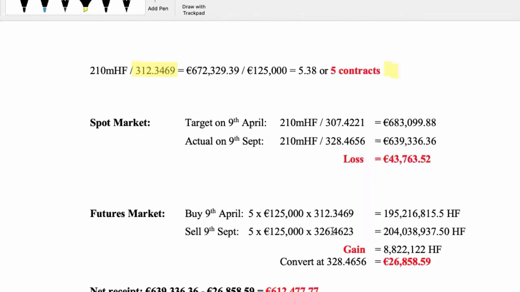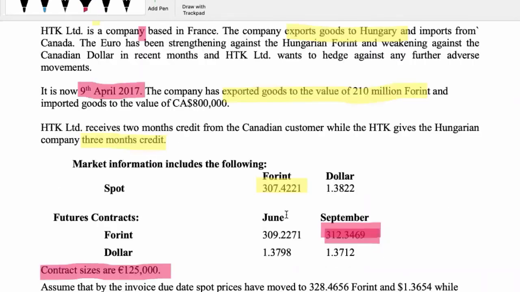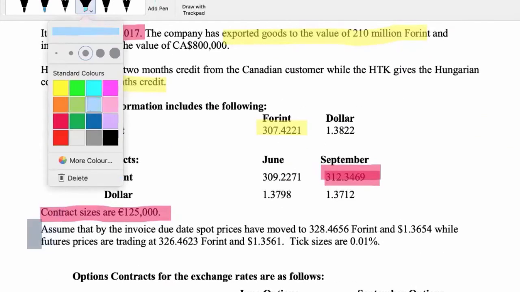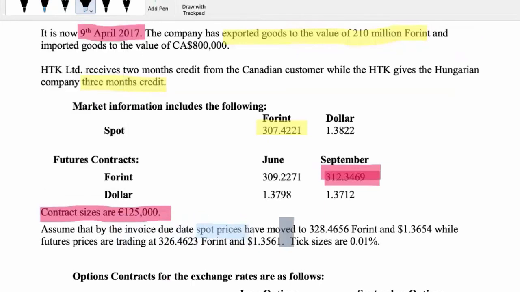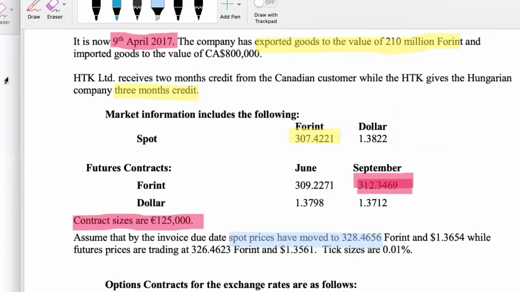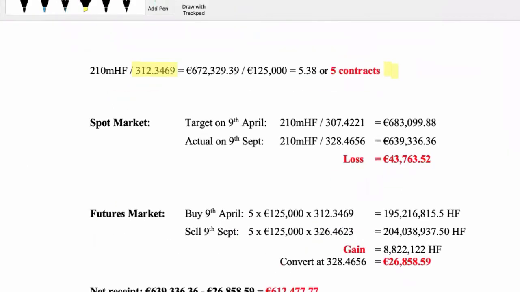Okay, I'm just going to go back into the question to show you where that's coming from. Right underneath here, it says, assume that by the invoice due date, spot prices have moved to 328.4656. And that's what I use also in the cash market or the spot market. So here's the spot price first, 307. Here's our second one. That was our target. This is what actually happens. And we will see whether we ended up with more or with less if there was no hedging taking place.